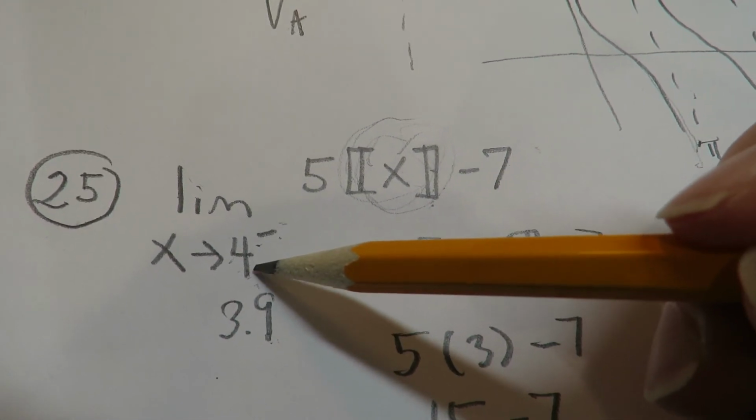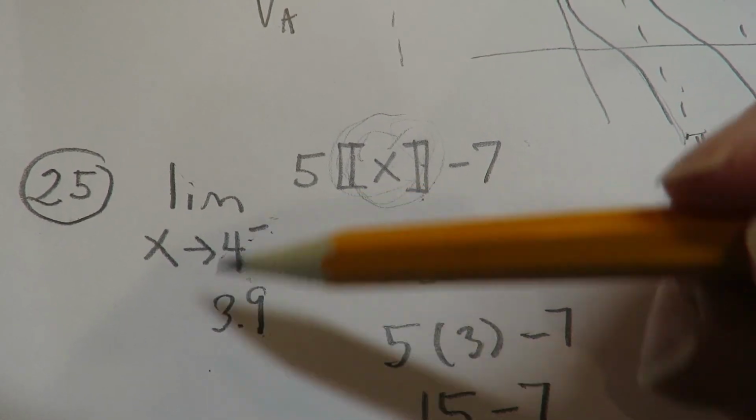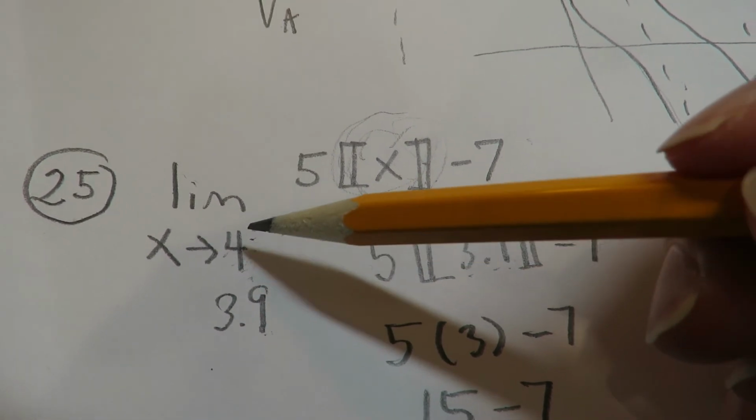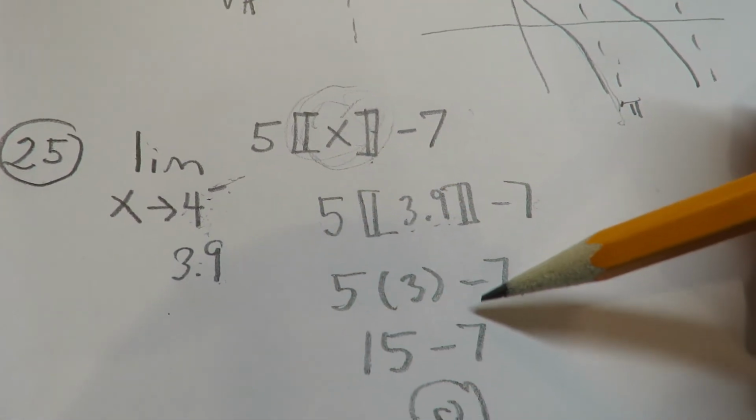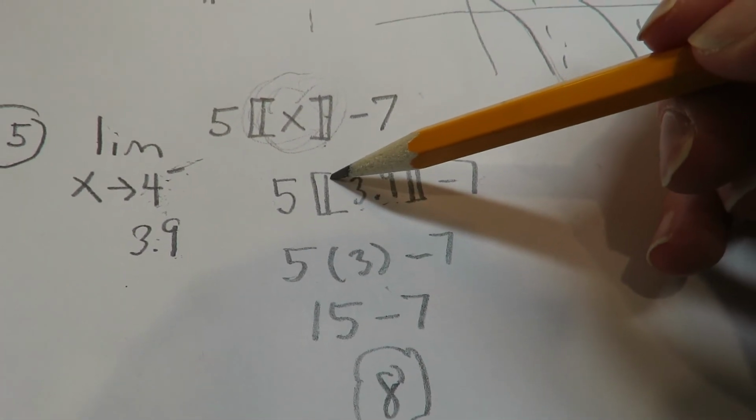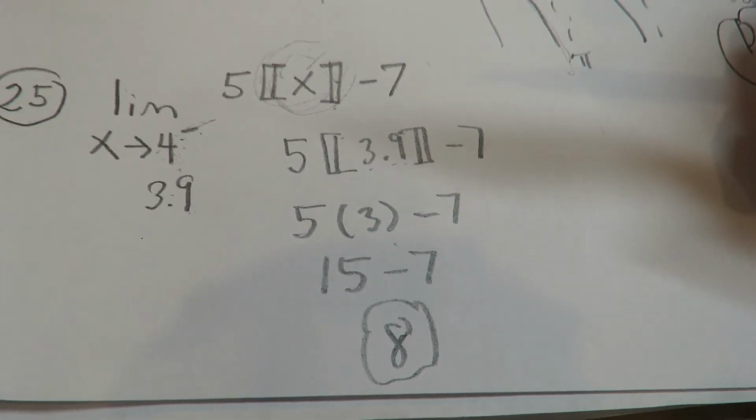So for the greatest integer function, always stay off the integer. Either be a little below it or a little above it. So in this case, since it was from the left, I was a little below it. Okay, because you're going to be right on the stair.